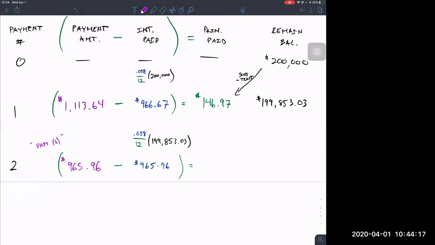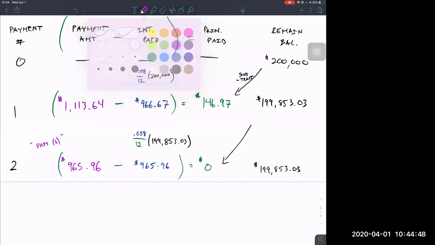What's this difference? Anyone? 0, right? And then when you subtract this way, you get the same thing. So the answer to this question is that the remaining balance is the same. The movement from payment 1 to payment 2 is the same.